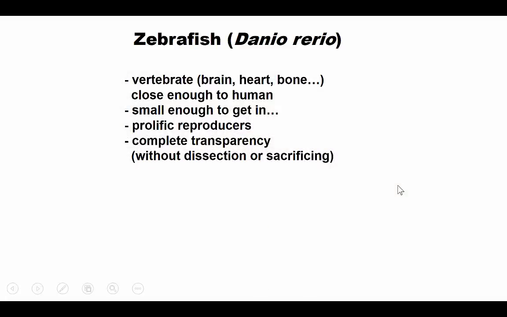Now, one of those very popular models is a zebrafish, and as I said, this is a vertebrate. Very similar structure they have. They have a brain, heart, and bone, kind of different, complicated structures, very similar to human beings. And they are quite small in the embryo status, so they can fit very comfortably in a 96 well plate, very easily. And they can be very prolific. So hundreds of those embryos can be produced by one pair of parents, and they are completely transparent. So even without any physical dissection or killing them, we can monitor what's happening inside their body.